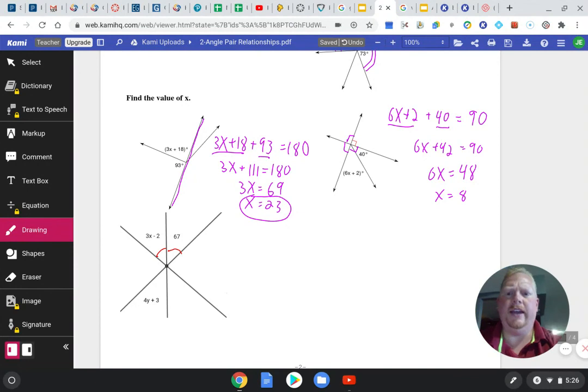All right, in this last diagram, we have to solve for both x and y. So what I notice here is that this 67 and the 4y plus 3, those are vertical angles. So I can set up 4y plus 3 equals 67. Subtract the 3. Divide by 4, and I get y equals 16.